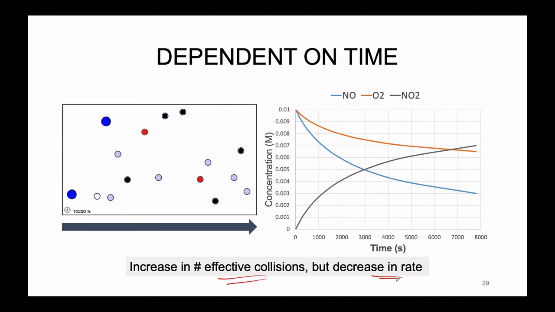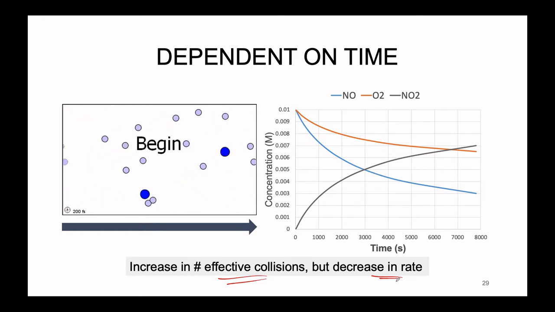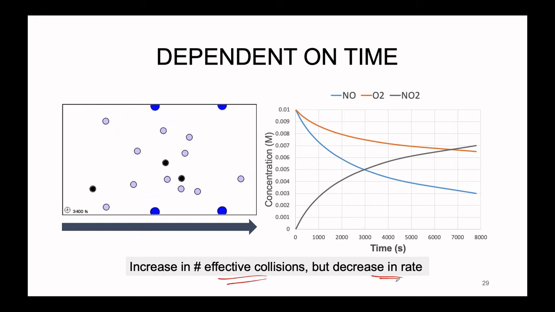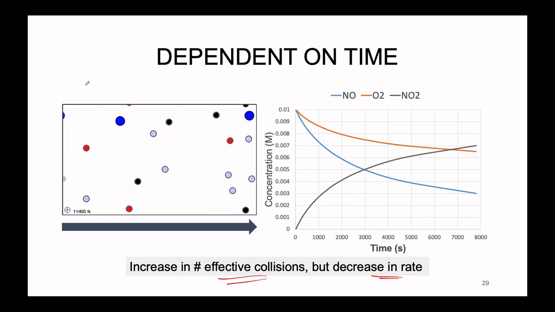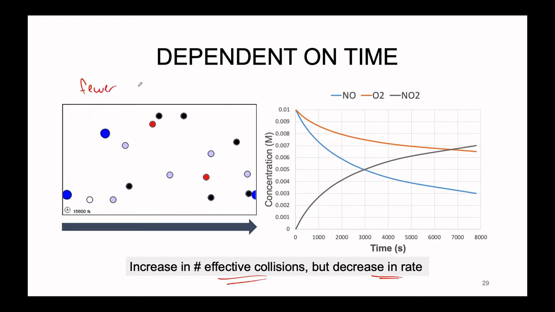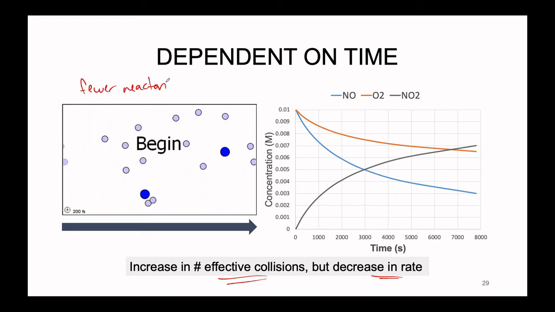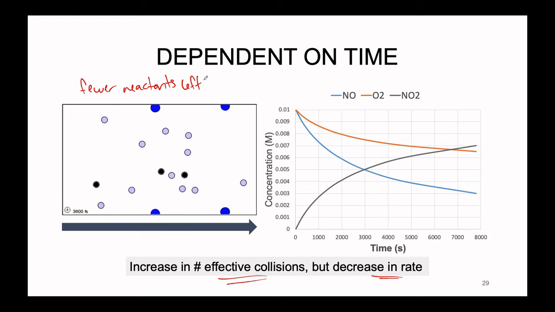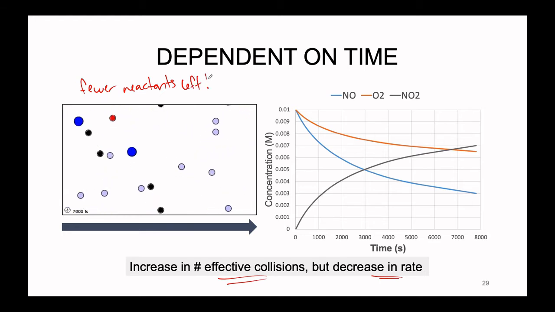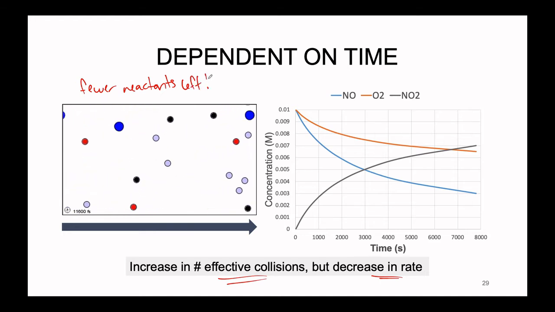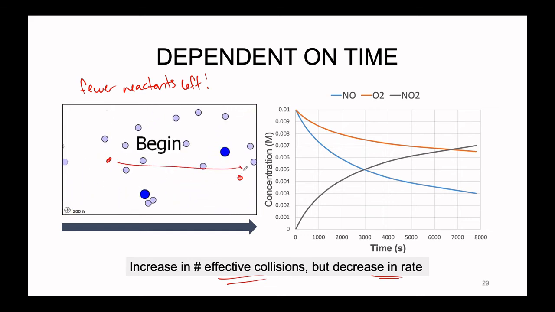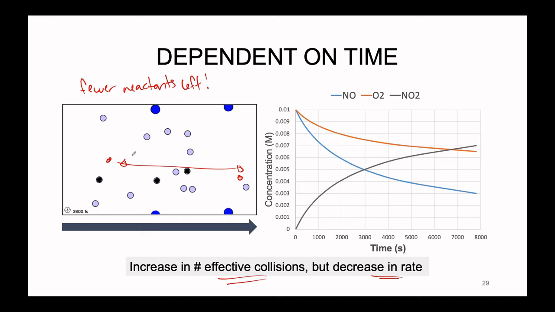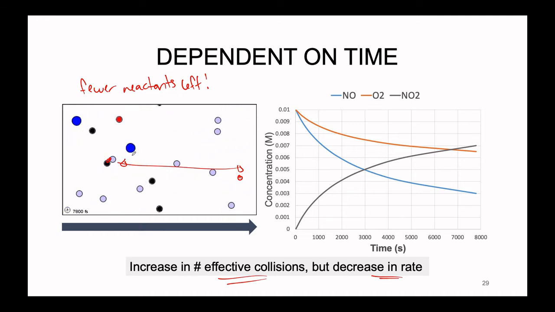But over time, it seems like the reaction kind of stops progressing. It stops creating new product. And the reason why is there are fewer reactants left. Since there are fewer reactants left, it's going to take more time for these reactants, which might end up being on totally opposite sides of this container, to find each other and generate any additional product.